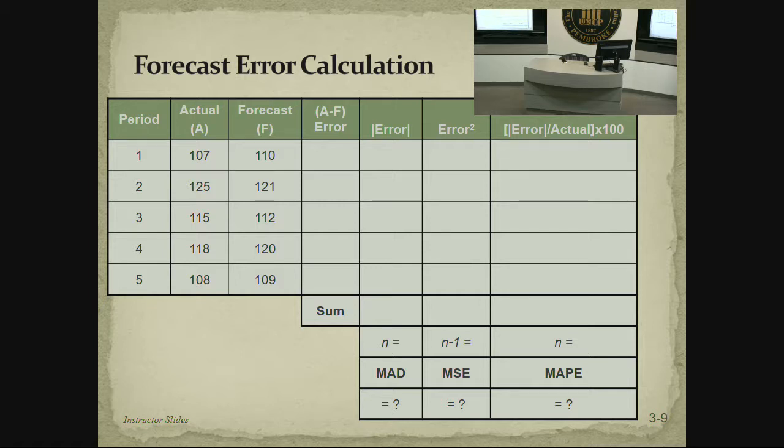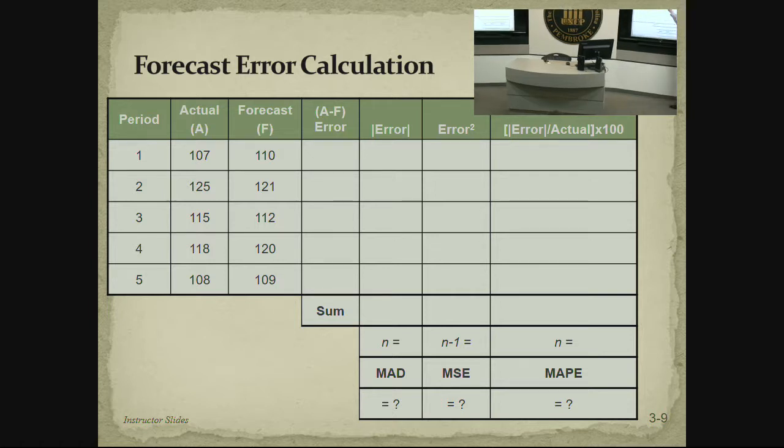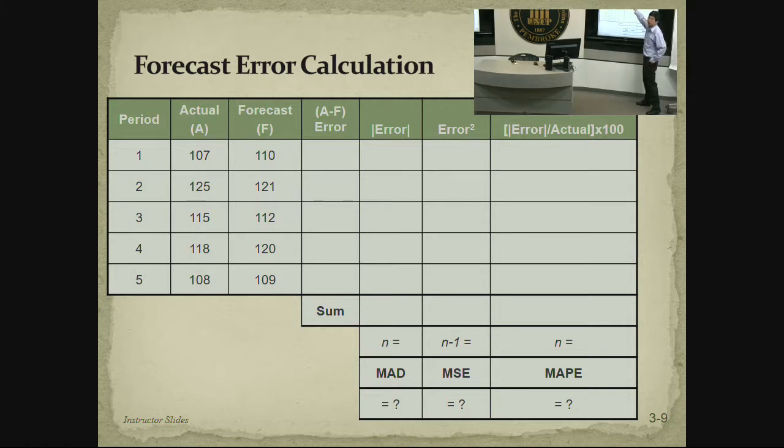So first calculate the forecast error, which is straightforward: actual minus forecast. And then calculate the absolute value of this error. You definitely know what that means, right? Just make the negative number become positive. In this column, you calculate the square of the forecast error for each time period. The last one is the percentage: you take the forecast error, divide by the actual value, and you get the percentage. And then you get the summation of all 5 time periods. The denominator is n.